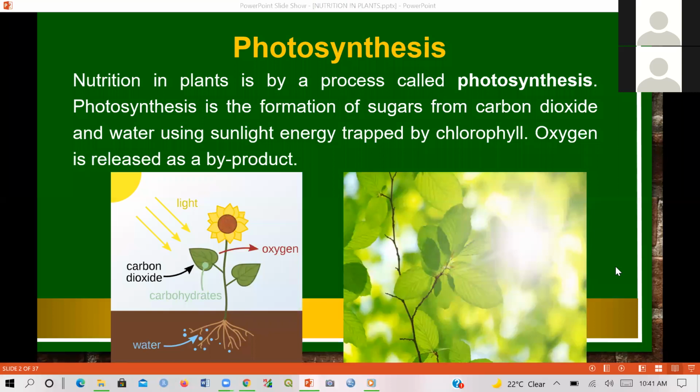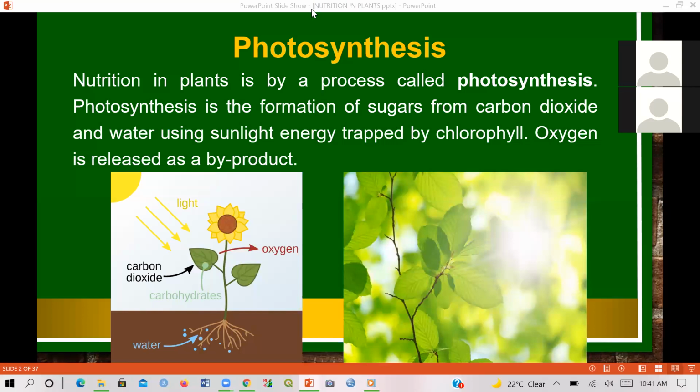Now, if I may ask the girls, what are the two products of photosynthesis and the two raw materials of photosynthesis? I want someone to answer both questions at once. I want the two products of photosynthesis and the two raw materials of photosynthesis. Yes, Karin?